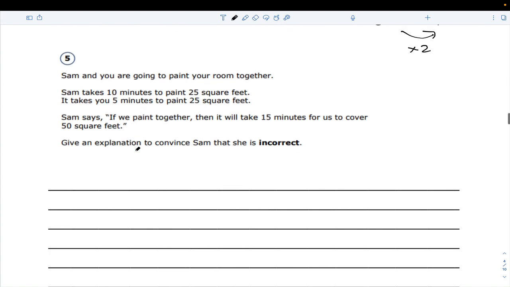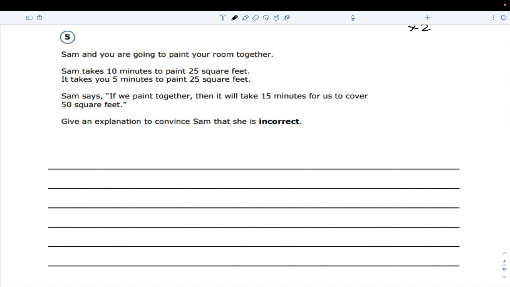Number 5 page, read it out loud. Sam and you are going to paint your room together. Sam takes 10 minutes to paint 25 square feet. It takes you 5 minutes to paint 25 square feet. Sam says if we paint together, then it will take 15 minutes for us to cover 50 square feet. Give an explanation to convince Sam that she is incorrect.